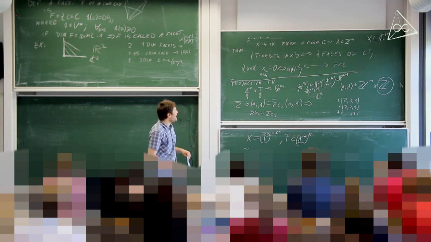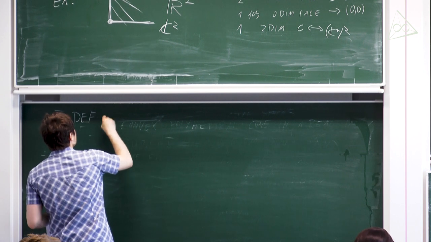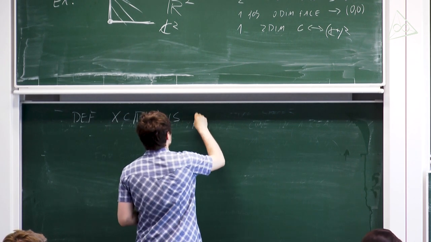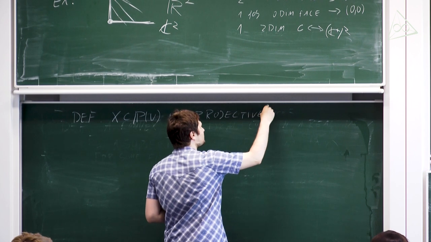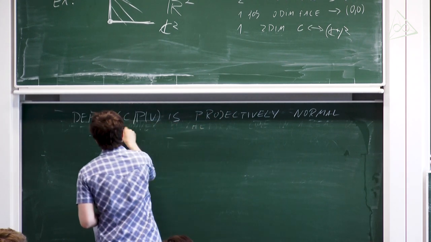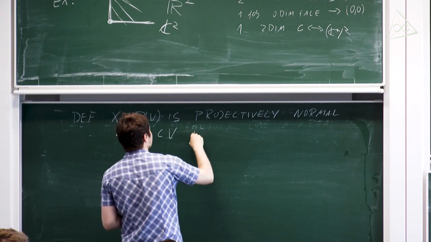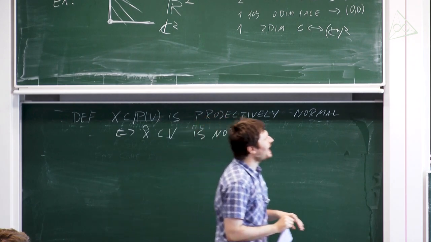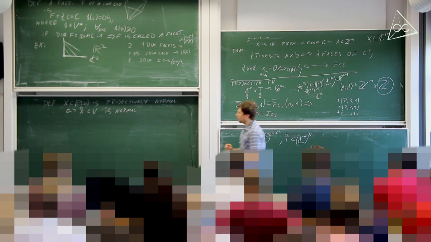Okay. Now, a definition. X in a projective space is projectively normal if and only if the affine cone in the vector space is normal. So we want to answer the question, when is the toric variety projectively normal?